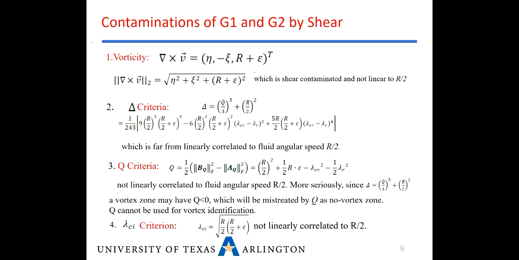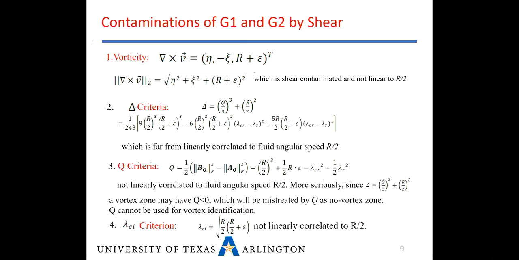Now we talk about contamination, G1 and G2. If we write a formula for vorticity, we know that vorticity is rotation, Nutex. Then you have epsilon, xi, and eta. They all share. So what do they mean? This means vorticity is strongly contaminated by shear. Very strong. So how to use vorticity for vortex? There's no way if you have shear. There's no way to do that.